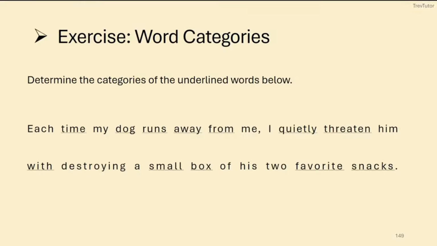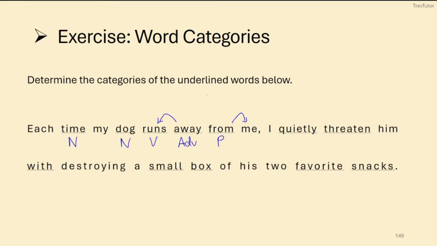So let's try determining the categories of the underlined words below. So each time my dog runs away from me, I quietly threaten him with destroying a small box of his 2 favorite snacks. Okay, so time is a noun. Each time, each is what's called a determiner, and it's introducing the noun time. Dog is a noun in this case. Runs away. Runs is the action, it's the verb here. Away is describing the direction that we're running, so this is an adverb. And what from is doing is from is introducing a noun phrase me, or just a noun in this case, specifically a pronoun. So this is a preposition, and this from is like always going to behave as a preposition.